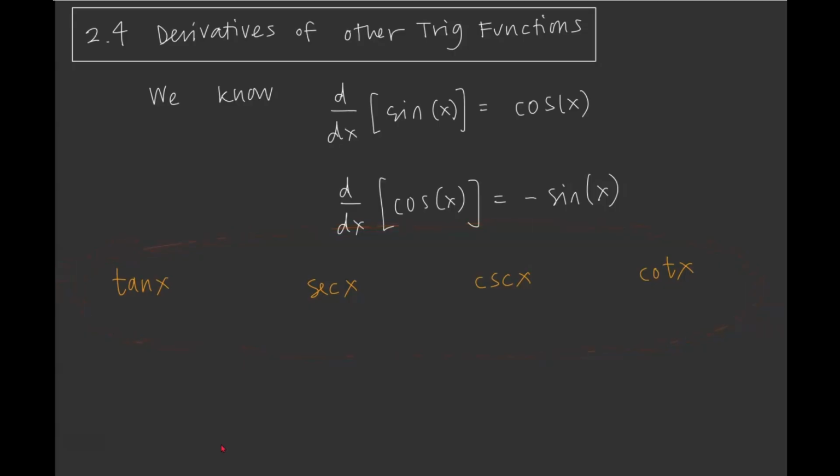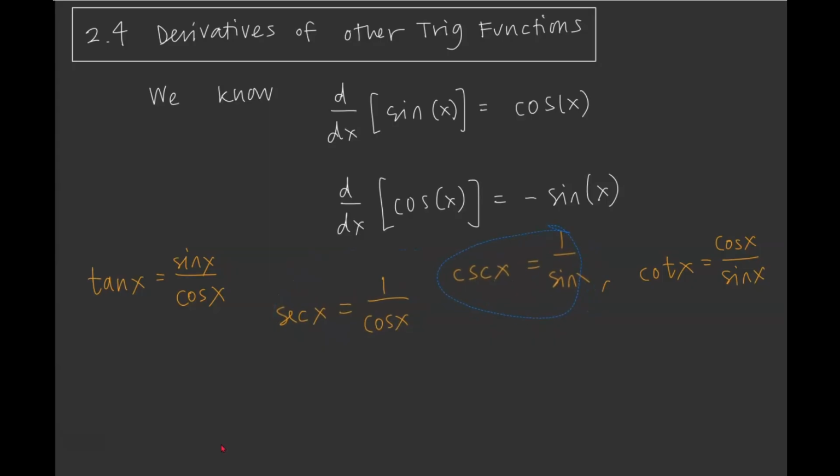And we're helped quite a bit by the fact that each of these can be written in terms of sine and cosine. So you probably remember that tangent is just the same as sine over cosine. And secant of x is just 1 over cosine of x. And cosecant of x is just 1 over sine of x. And then cotangent is the reciprocal of tangent, that's cosine of x over sine of x. So we have these four trig functions that are really just combinations of sine and cosine.